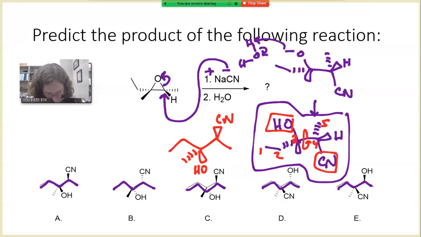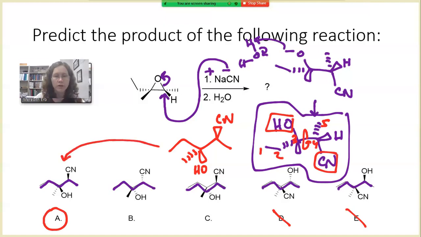So let's take a look at the answer choices that do match up with this. We have to have the cyanide on the less substituted carbon. So we can actually cross off D and E right away. And if we take a look at this, A is the answer choice that matches up with the rotated molecule that we drew. B would be the enantiomer, so not exactly what we're looking for in this particular case, although in theory, if we had our epoxide facing the other way, we would make that one. Okay, and then C doesn't have the right stereochemistry. That would be a diastereomer. So A is the correct choice here.